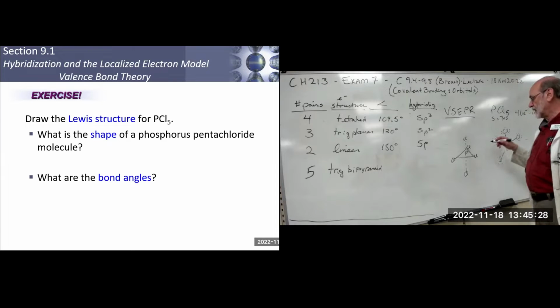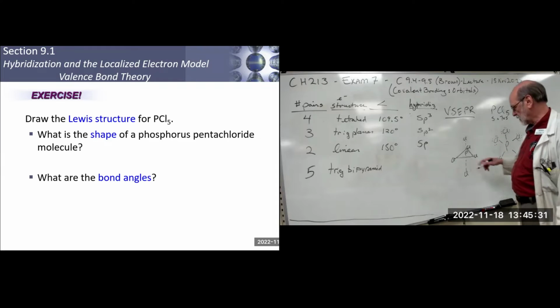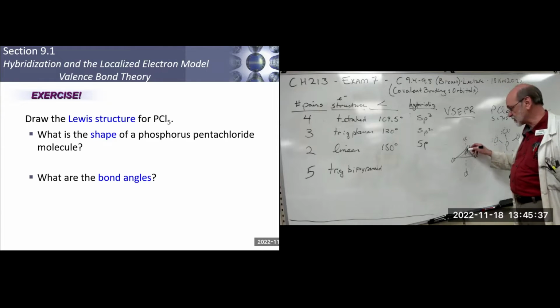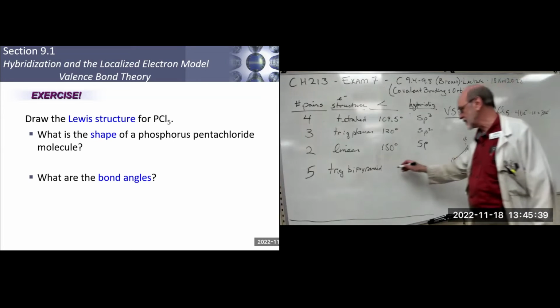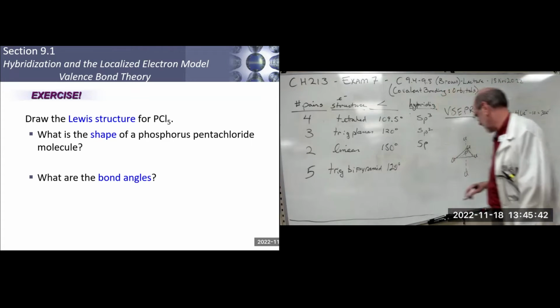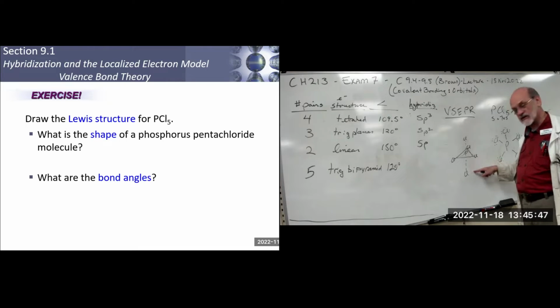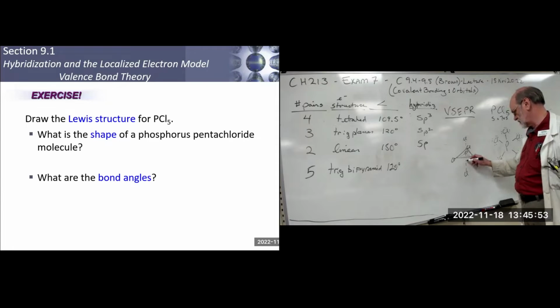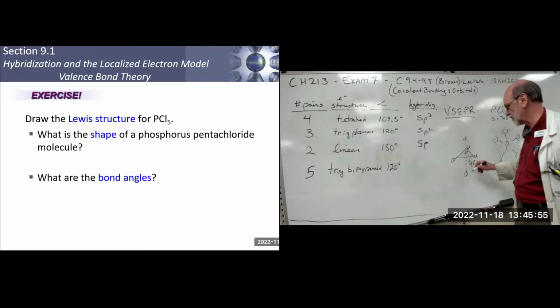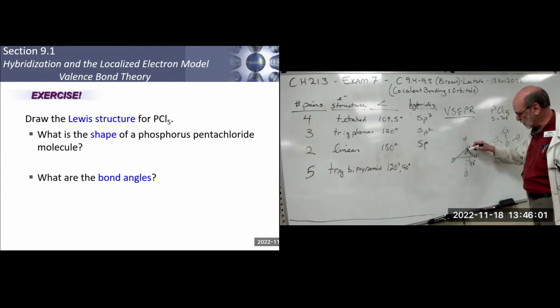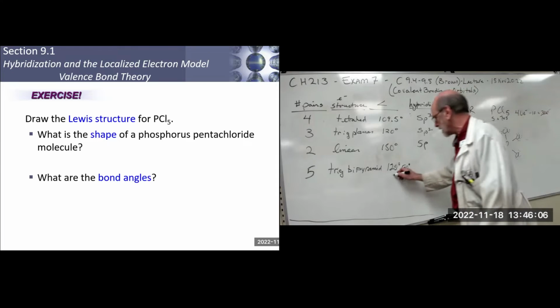So what are the bond angles? Well, around here, in the triangle, it's the same as trigonal planar, 120 degrees. Between one of these triangle chlorines and an apex chlorine is 90 degrees. And then the bond angle between the chlorine, phosphorus, chlorine at the apexes is 180 degrees.